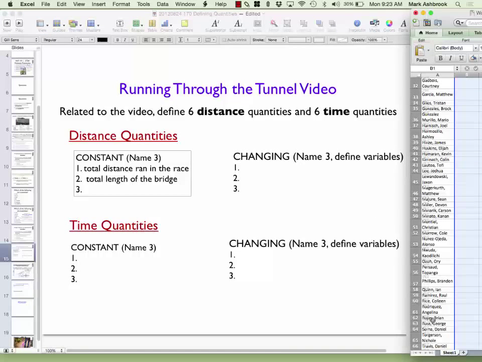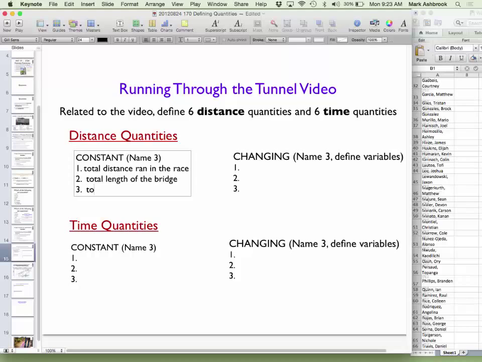Let's see what else we got here. Where is Brian R? The total distance ran in the tunnel. Yeah, it ends up being the same constant quantity as number 2. Total distance ran in the tunnel, except that maybe it wasn't running in a straight line. So suppose the runners are not running in a perfectly straight line. Would this do it? Would this be good?